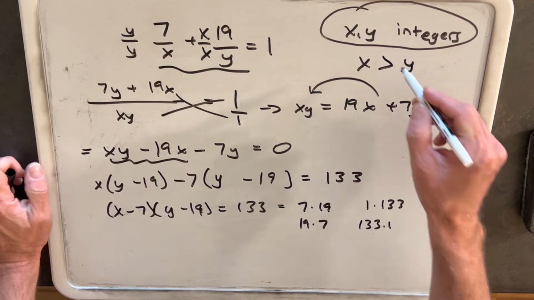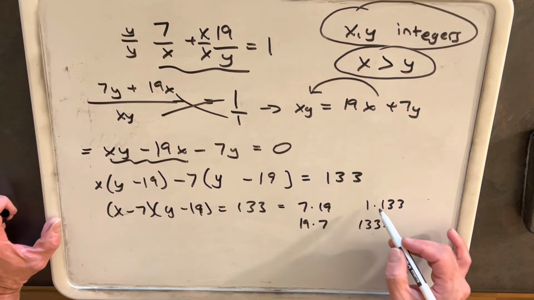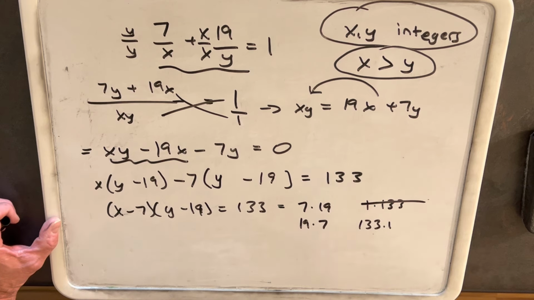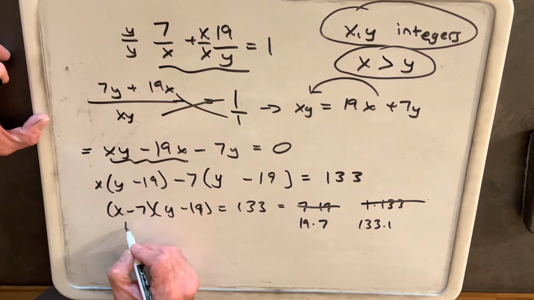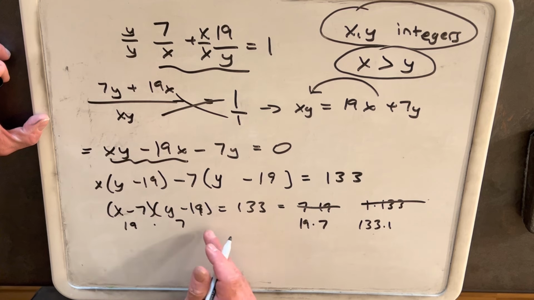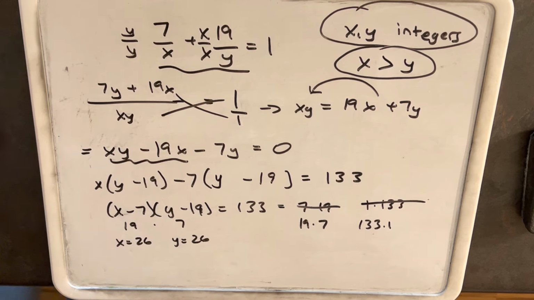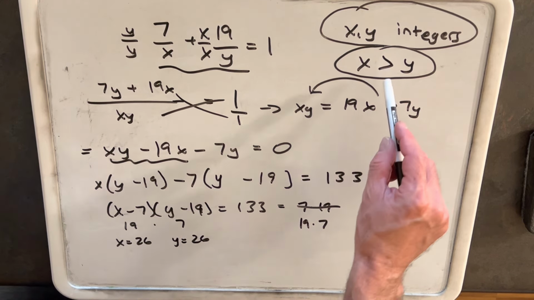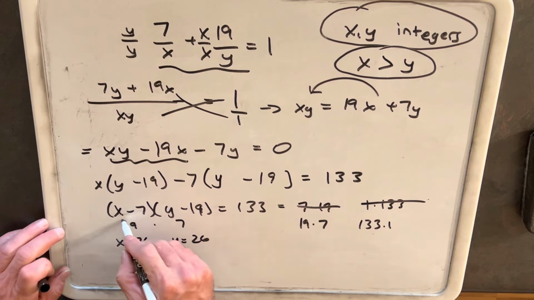And then we have this piece here that's important, that we need x to be greater than y. So I don't think we have to even really check that and that. Let's check 19 times 7 and see what happens there. So if this is 19 and this is 7, which equals 133, then x is going to be 26, and then y is also going to be 26. But they didn't say x is greater than or equal to y. They just said x is greater than y. So we have to throw this out.